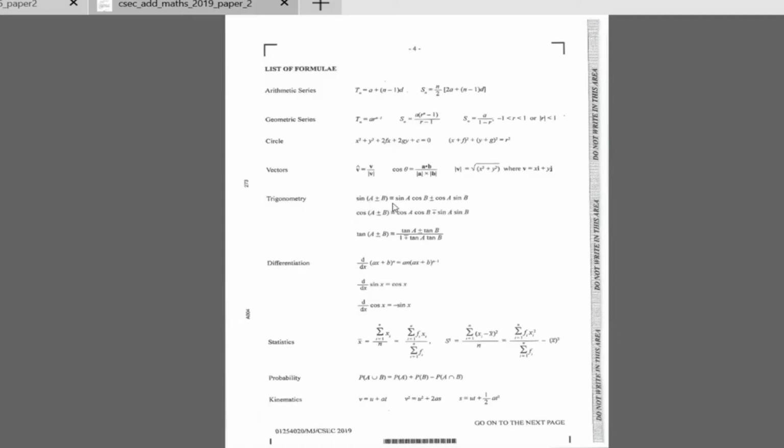some compound angle formulae, you have sine A plus B, cos A plus B, tan A plus B, how to differentiate functions, differentiate sine and cos, statistics, x bar means to find the mean or the average, which is the sum of f x over the sum of f, finding standard deviation, which is given right here, probability, and then kinematics, motion in a straight line, which gives you the formula for finding velocity and distance. Nice and easy.